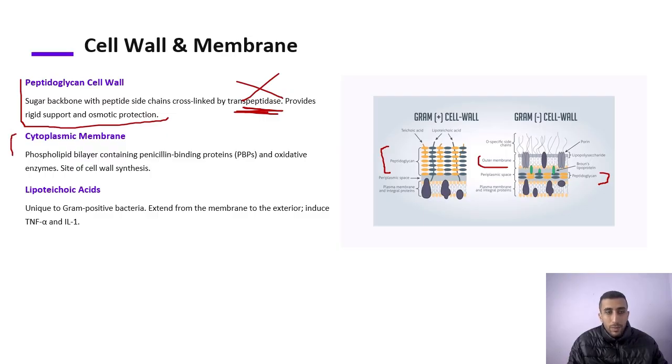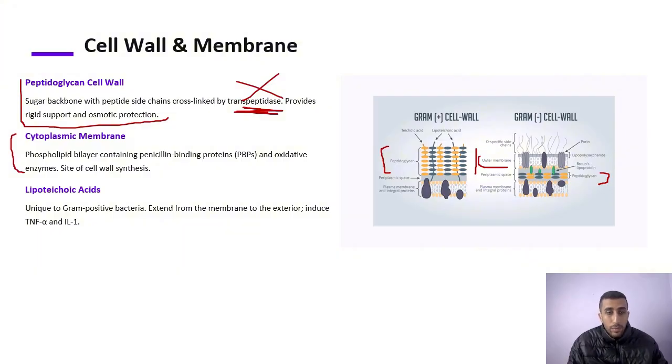Next is the cytoplasmic membrane. The cytoplasmic membrane is also common between gram-positive and gram-negative. Before we go on to the cytoplasmic membrane, I want to say that the peptidoglycan cell wall lies in the periplasmic space in gram-negative. We've discussed that the periplasmic space is unique to gram-negative, and the thin peptidoglycan layer lies within this periplasmic space, versus the thick peptidoglycan layer in the gram-positive.